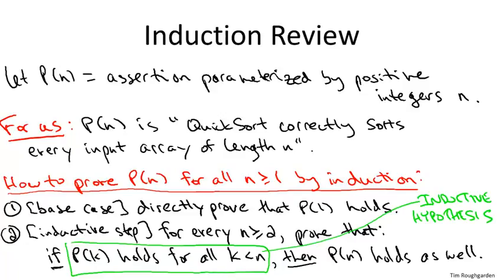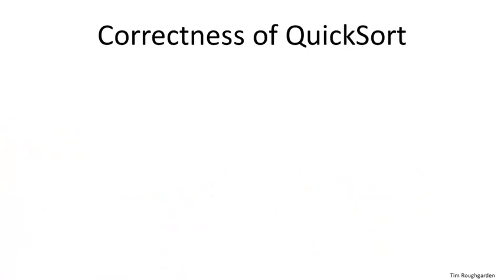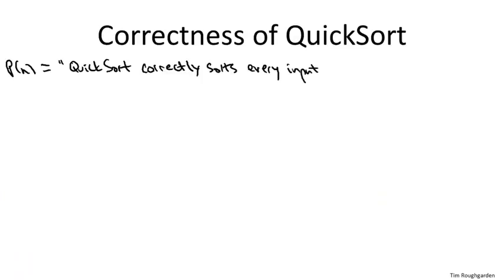Now let's instantiate this proof format for establishing the correctness of quicksort. So let me write again what is the assertion we care about. Our definition of P of n is going to be that quicksort is always correct on arrays of length n. And of course, what we want to prove is that quicksort is correct no matter what size array you give it. That is, we want to prove that P of n holds for every single n at least 1. So this is right in the wheelhouse of proofs by induction. Okay? So that's how we're going to establish it.